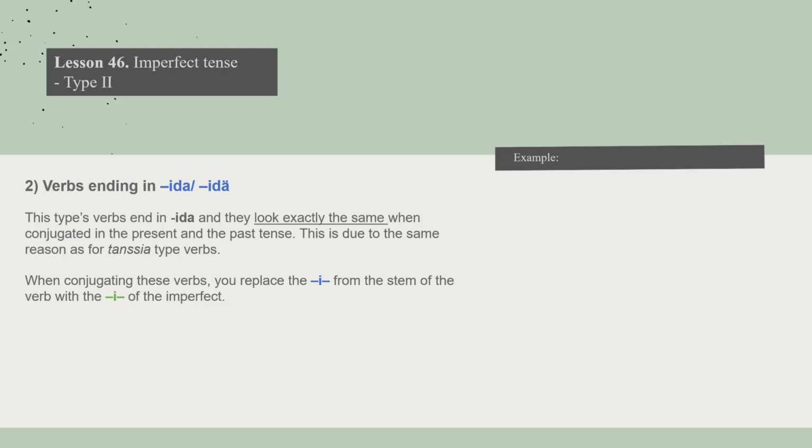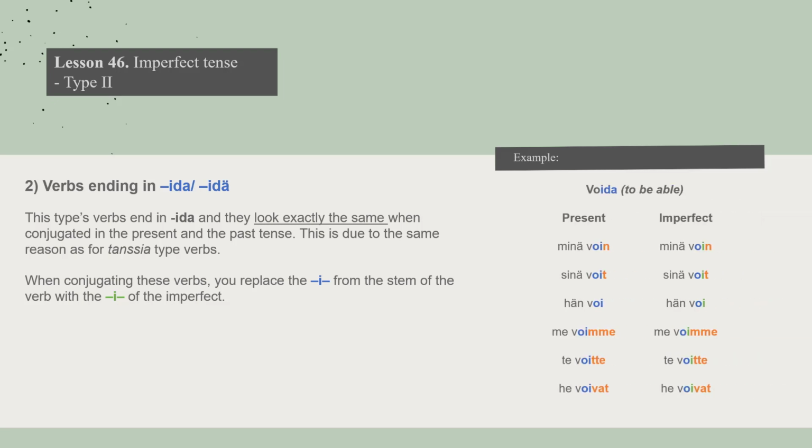Here is one example. Minä voin. Sinä voit. Hän voi. Me voimme. Te voitte. He voivat.